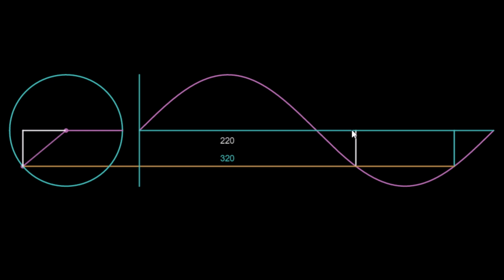So if this is an angle of 40 degrees, then the angle to this point here must be 360 minus this 40. So 360 minus 40 is 320 degrees. So we can say that the sine of 220 will give us the same value as the sine of 320.